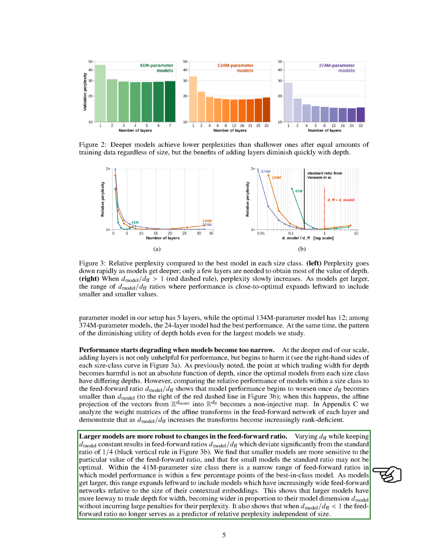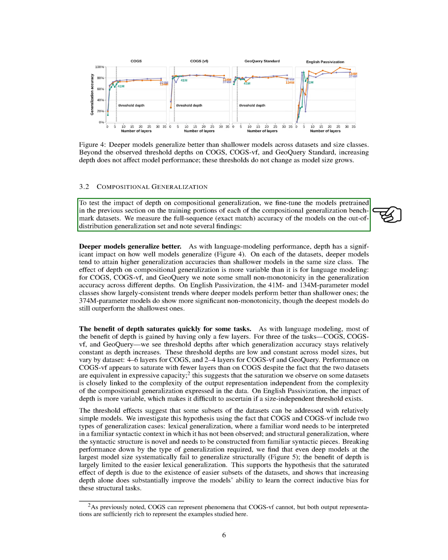We also found that when the ratio of model size to feed-forward network size is less than 1, the feed-forward ratio no longer predicts perplexity regardless of the model's size. To understand the effect of model depth on compositional generalization, we fine-tuned the models we had pre-trained on each of the compositional generalization benchmark datasets.